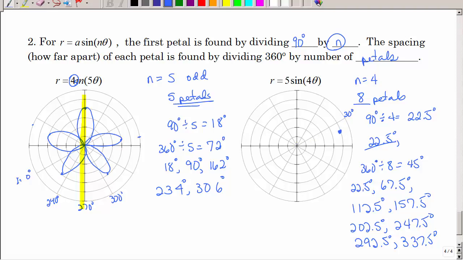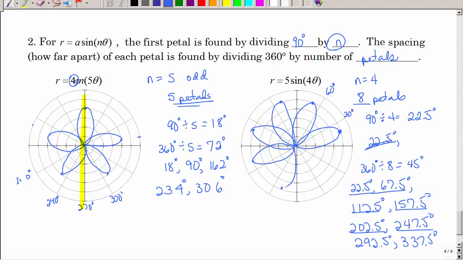Okay, and so we're going to have 8 petals. So we have one at 22.5, the next at 67, so this is 60, so a little bit bigger. Okay, and then 112. 157. 202. 247, 292, and 337.